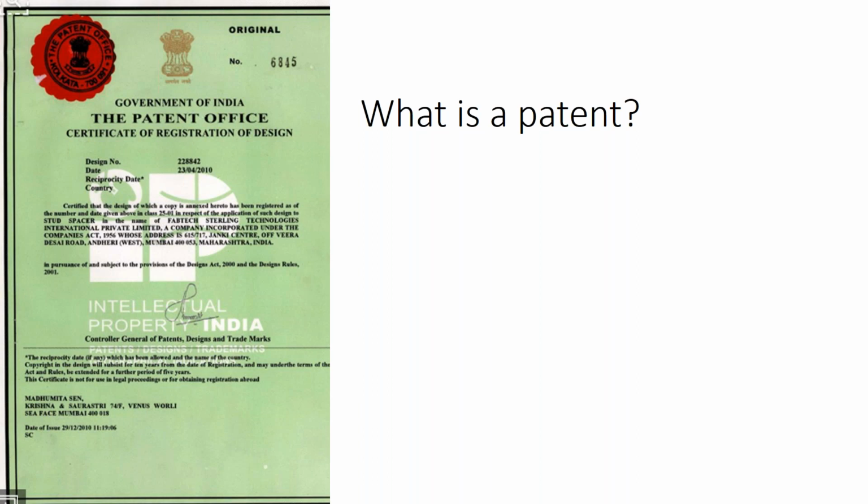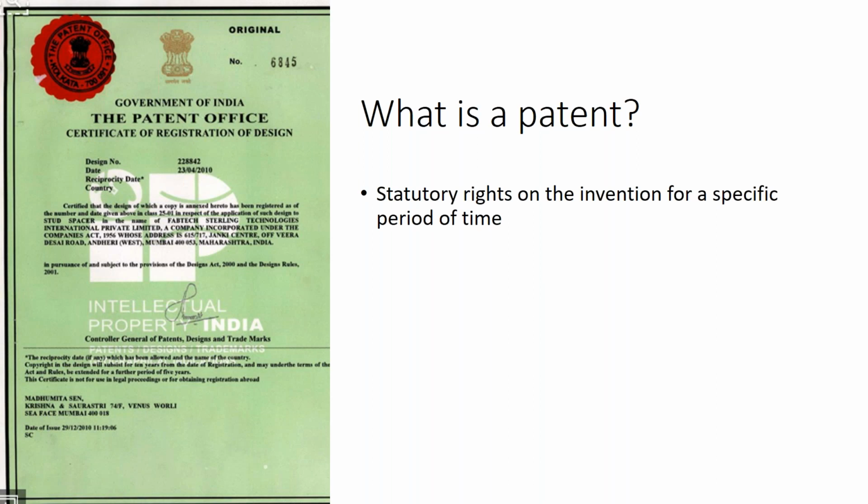So a patent is mainly for a product or process where such product or process is novel, non-obvious, and has industrial application. And a patent is a statutory right. When we say statutory right, it is the right granted by the government on an invention for a specific period of time.